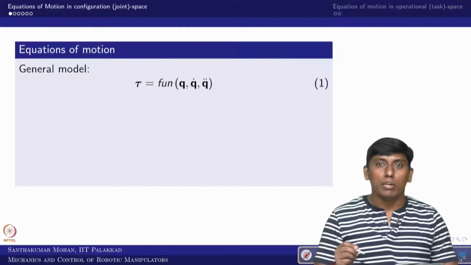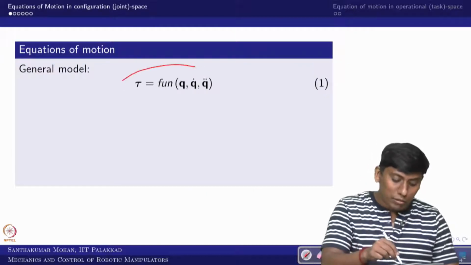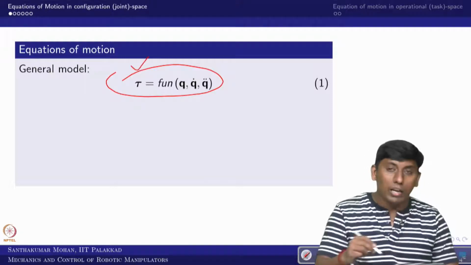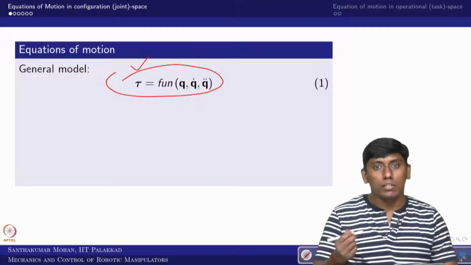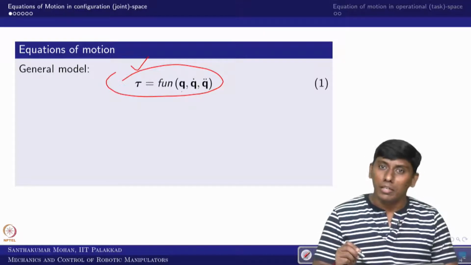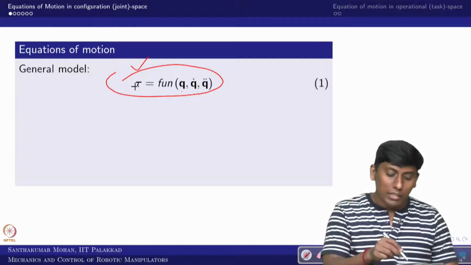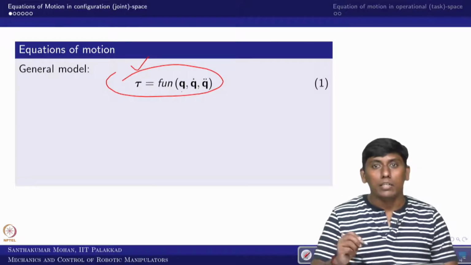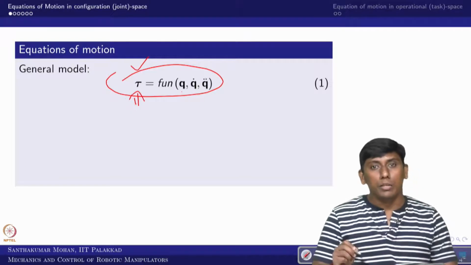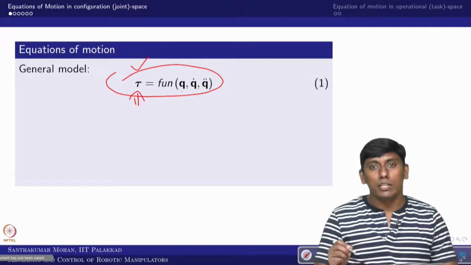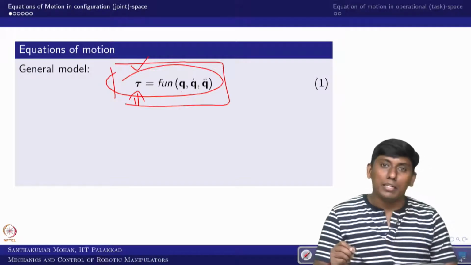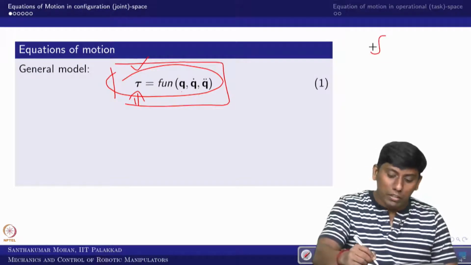So we are rewriting the equation we derived in the last few classes, where tau is the cause, and q dot and q double dot are the motion. So we have a relation between input and output. Here the output is motion and the input is the input forces, or joint forces and torques. In that sense, the general model can be written in a nonlinear form as a simple function.